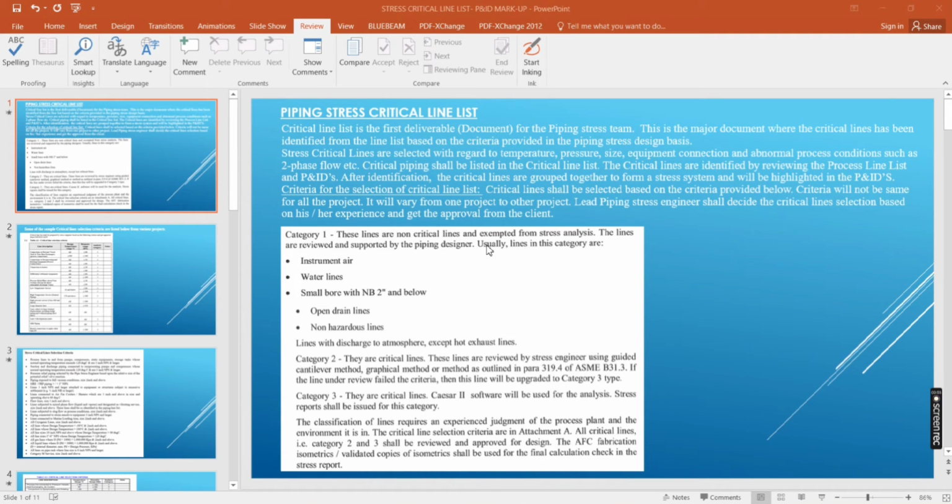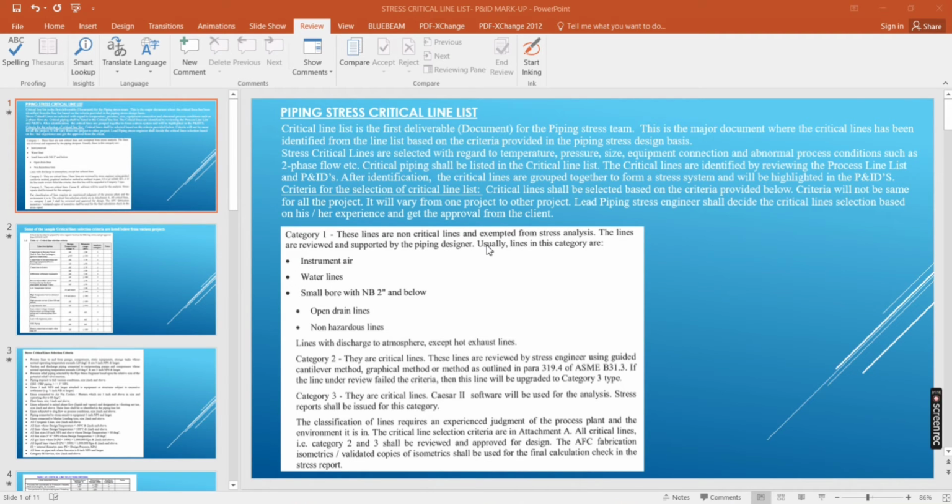First we need to identify the lines based on the criteria provided in the pipe stress design basis. So first a lead engineer will go through the pipe stress design basis or pipe stress specification and then prepare the critical line list.